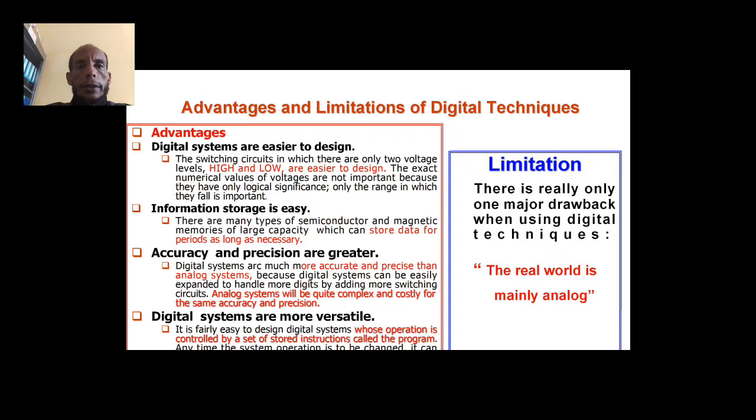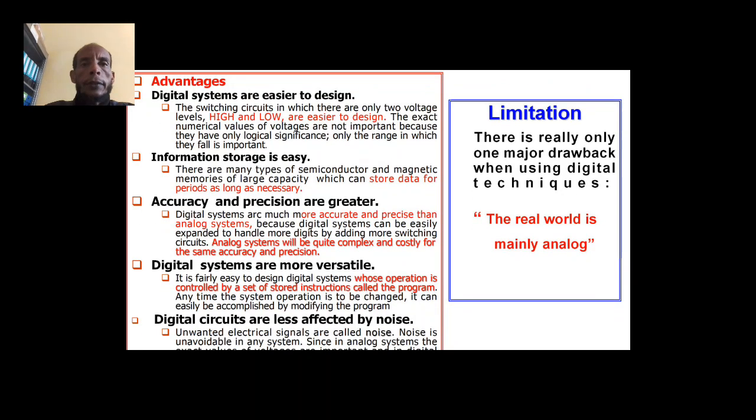The other advantage of digital is that information storage is easy, especially as the capacity of memory is enlarged from time to time. Digital systems have high storage and we can easily store data. They have magnetic memories of large capacity to store such data. The other one is that accuracy and precision are great. In digital, accuracy and precision are more enhanced. That is why most of the time people prefer digital.